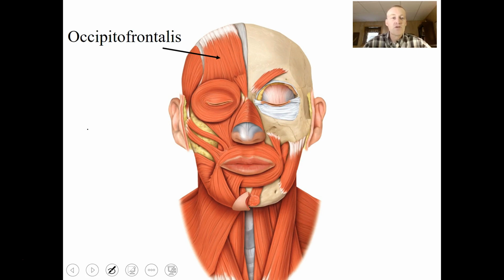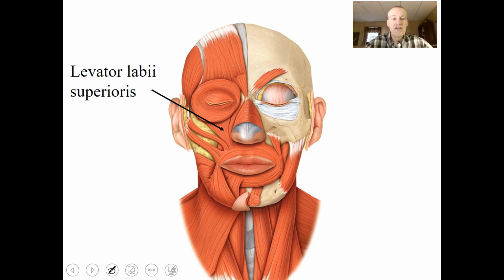All right, so our first muscle is the occipitofrontalis, and you can see the frontal body of the occipitofrontalis in this particular diagram. If you go to the back side of the head, the occipital belly will be on the back surface. But this is going to allow you to raise your eyebrows and do things of that nature. So that's the occipitofrontalis.